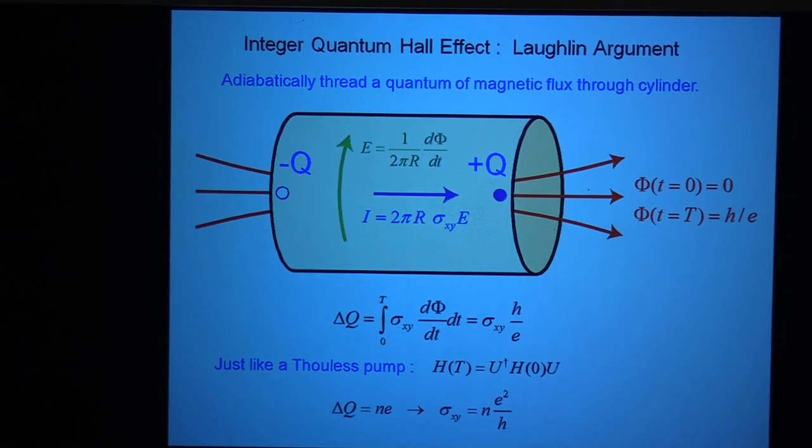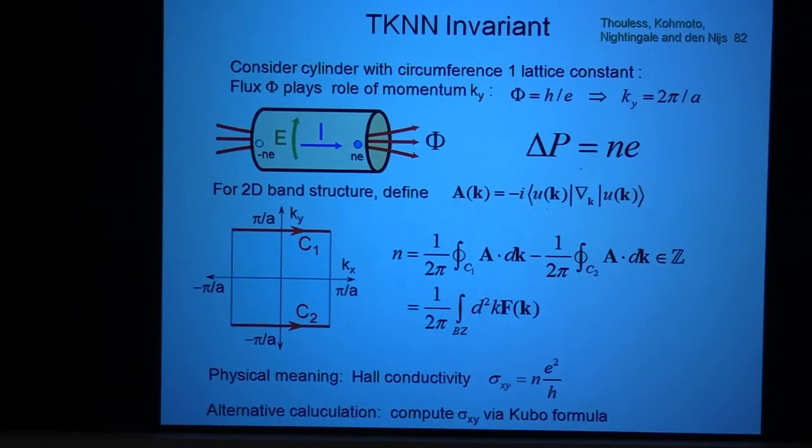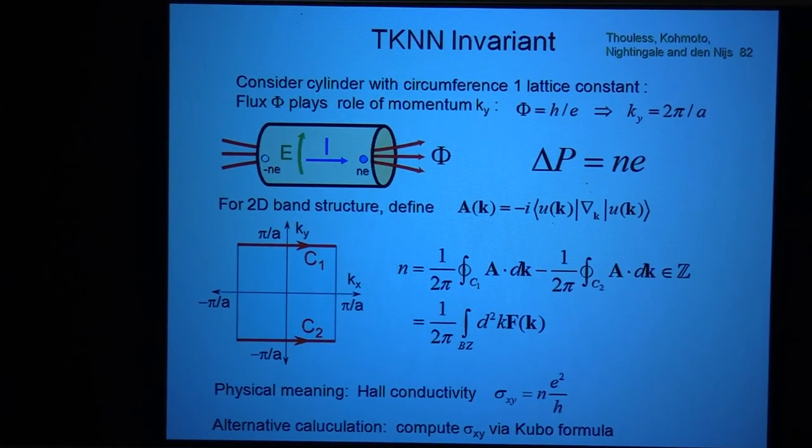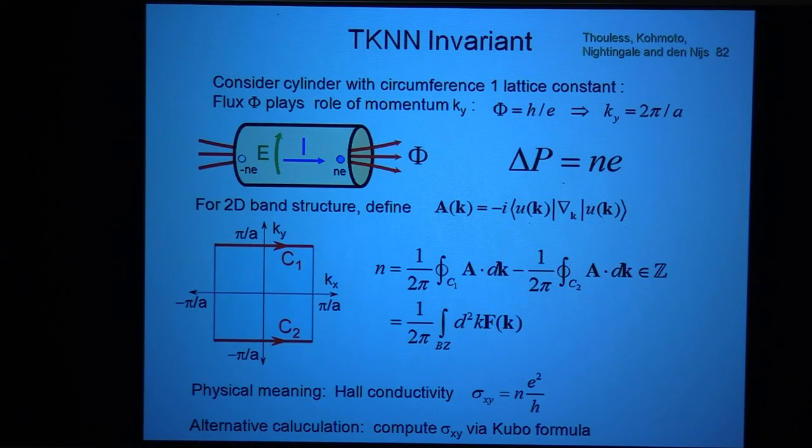So this gives us a way of thinking about the Chern number. Now, if I think of this cylinder as just being a single unit cell, then let's think about what Bloch states are like. When you have the crystal momentum, what that is telling you is that the wave function advances by e to the i k dot the lattice constant when I go by one lattice constant.